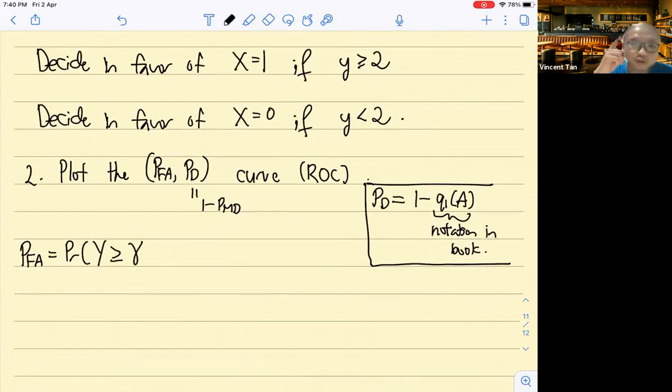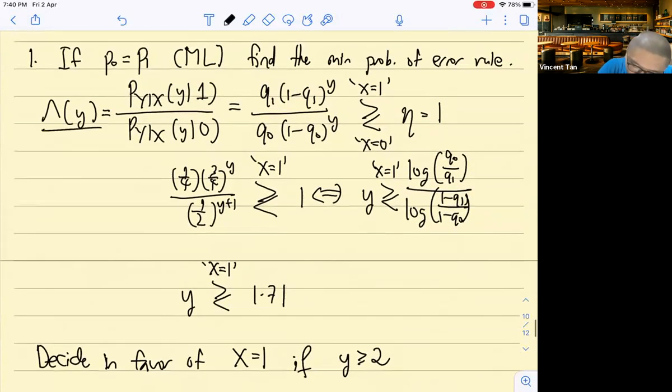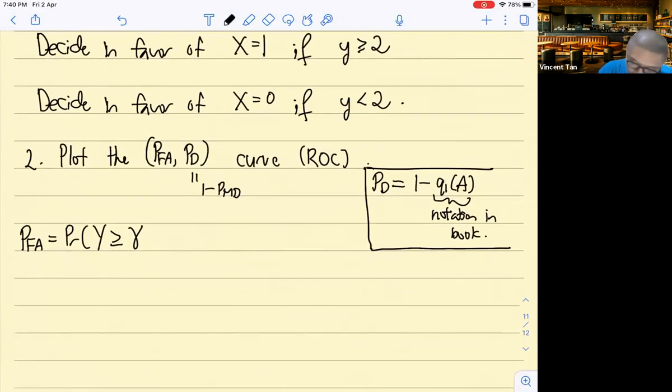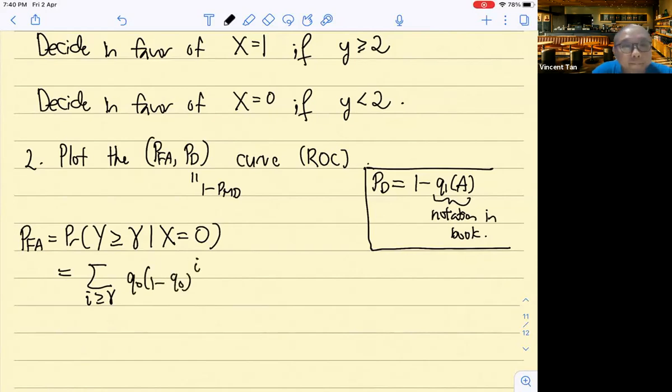Usually the threshold for the lambda is called eta. So now I'm going to use gamma as a threshold for y. So there's a probability of false alarm if I make a threshold on y that is called gamma. That is nothing but if I sum over all possible values of i, bigger than or equal to gamma, of Q0, 1 minus Q0 to the power i.